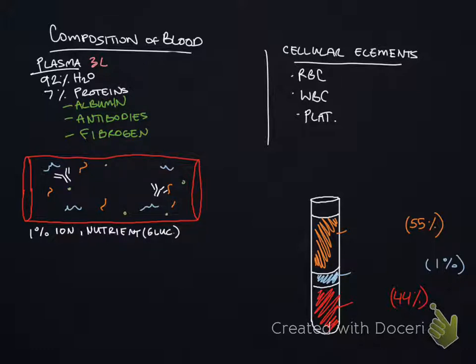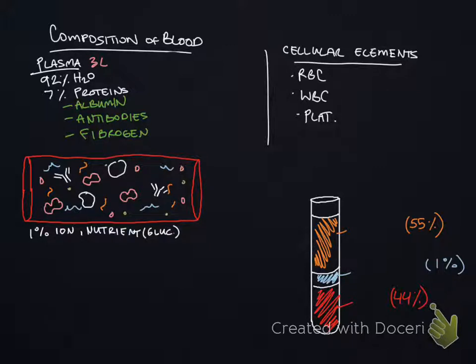So what about the cellular elements? Well, we have red blood cells. We have white blood cells. And then we have platelets, which are fragments of cells. Okay, so that's sort of a pictograph of your blood vessel and what is in it.